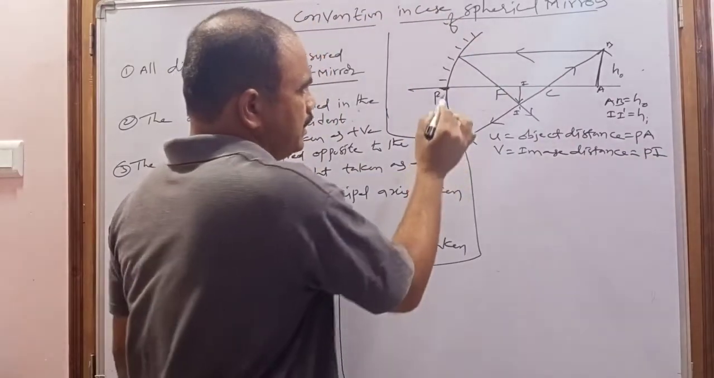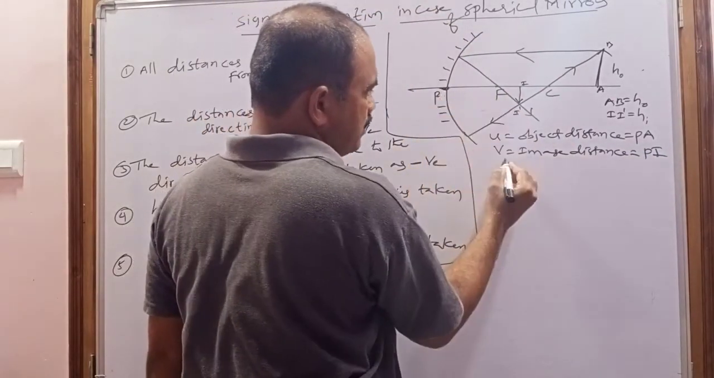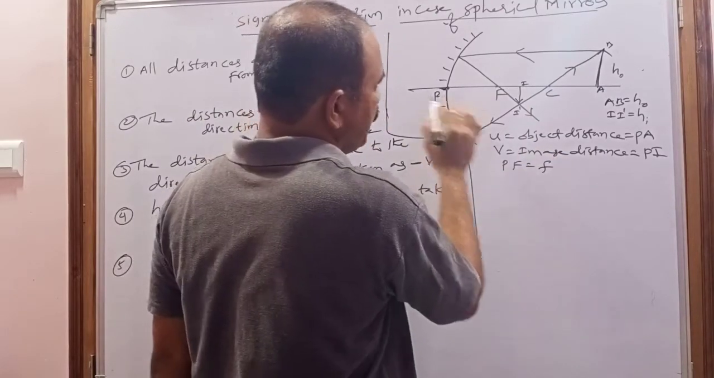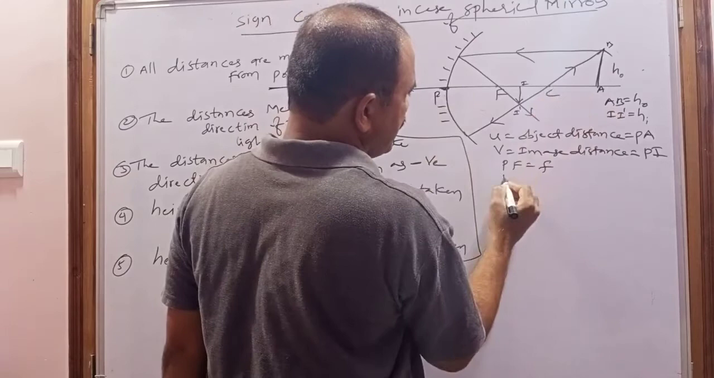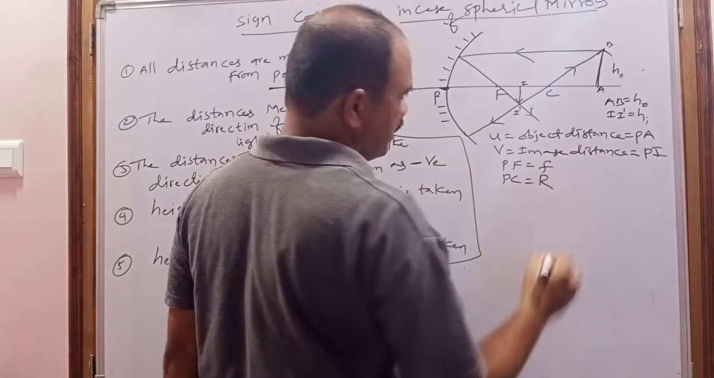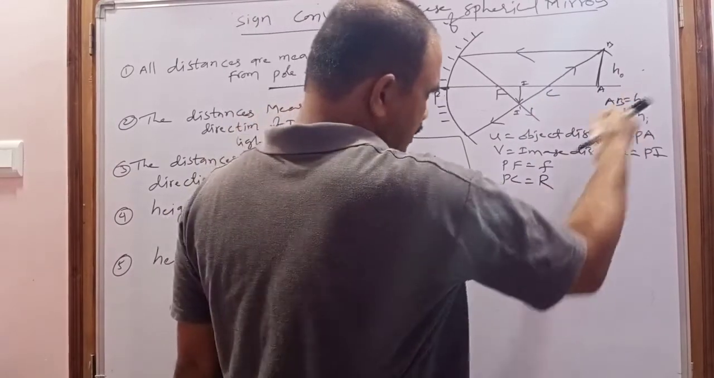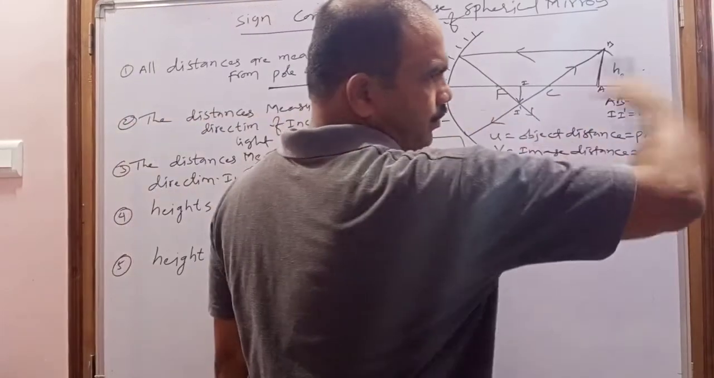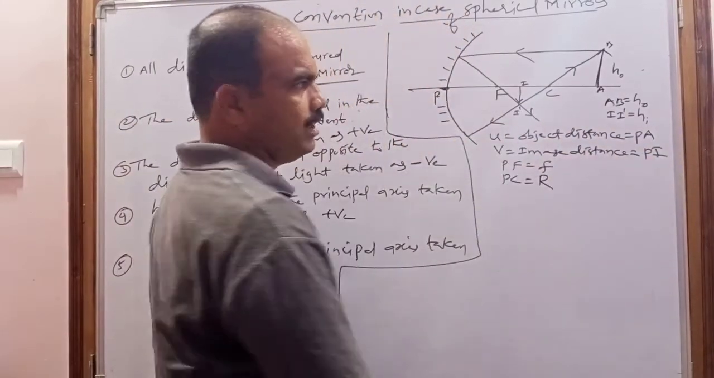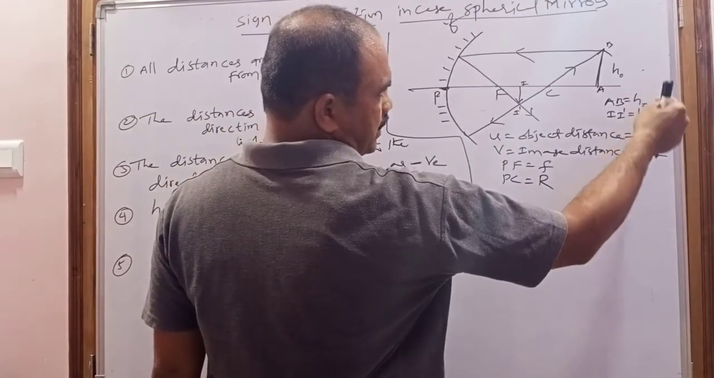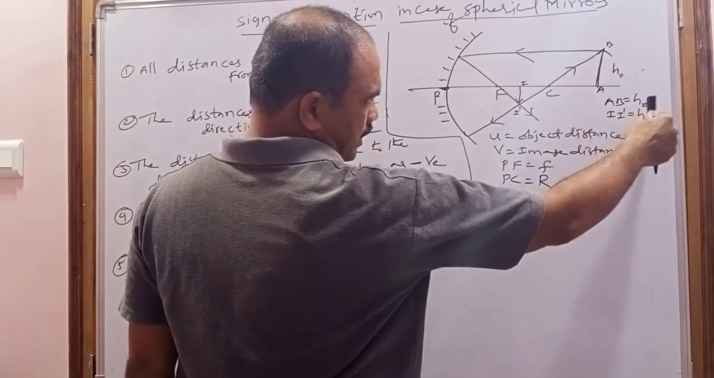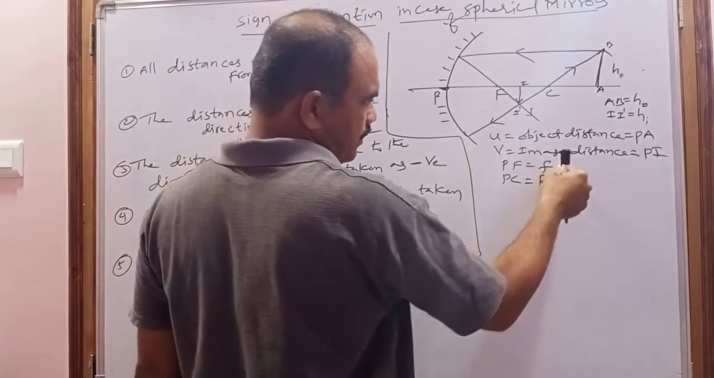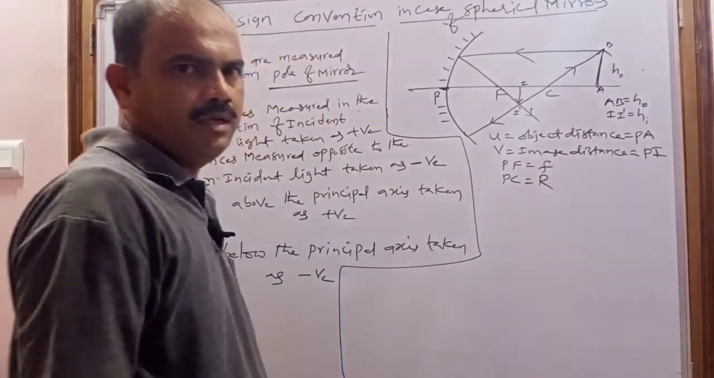And already you know that the distance between the pole and focus is known as the focal length. The distance between the pole and center of curvature is known as the radius of curvature. So how many variables are there here? When the object is moving along the principal axis, what changes? Height of the object, height of the image, object distance and image distance change, but focal length and radius of curvature cannot change.